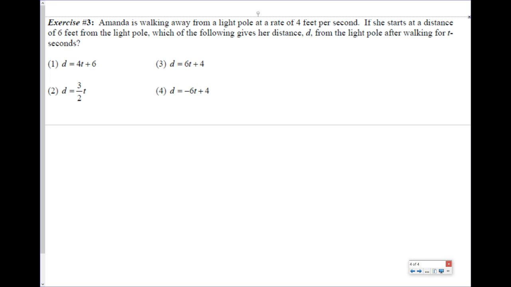Amanda is walking away from a light pole at a rate of 4 feet per second. If she starts at a distance of 6 feet from the light pole, which of the following gives her distance from the light pole after walking for t seconds? So we've got to remember something really important. One is that your b value is your start. So in here, where does it say she starts? She starts at a distance of 6 feet. So boom, right away, I know that my y-intercept is 6.